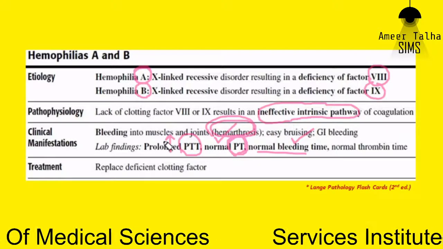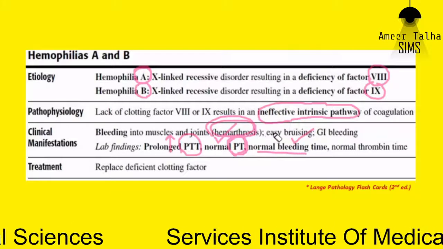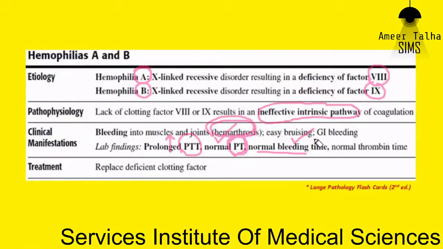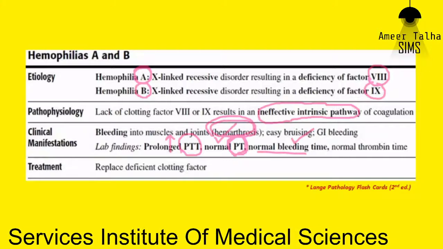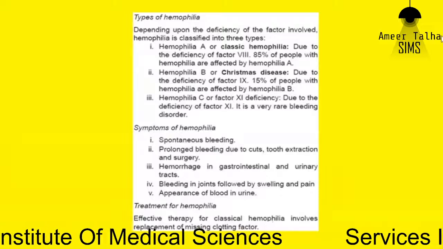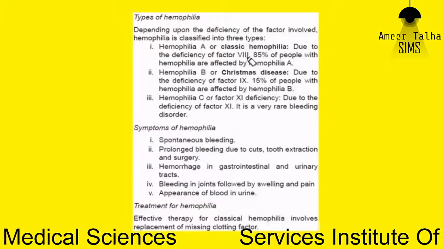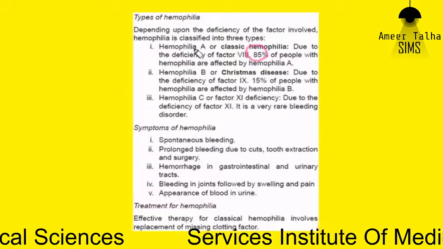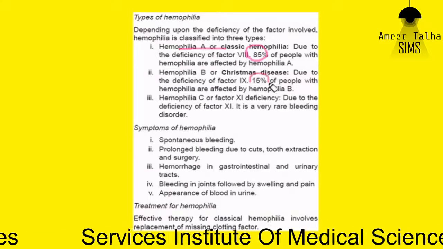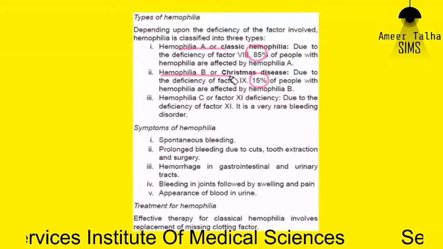Moreover, these patients are prone to easy bruisability, and gastrointestinal bleeding can be one of the symptoms as well, right? Okay, sir. So remember, almost 85% of the hemophilics are classic hemophilia, and only 15% of the hemophilics present as hemophilia B or Christmas disease.